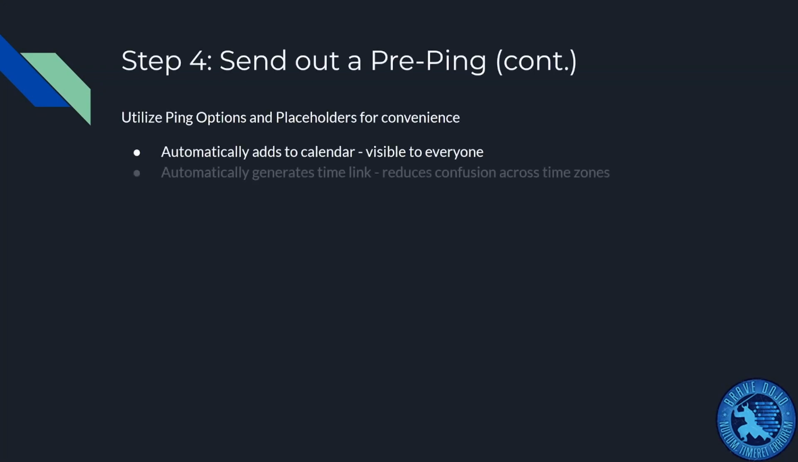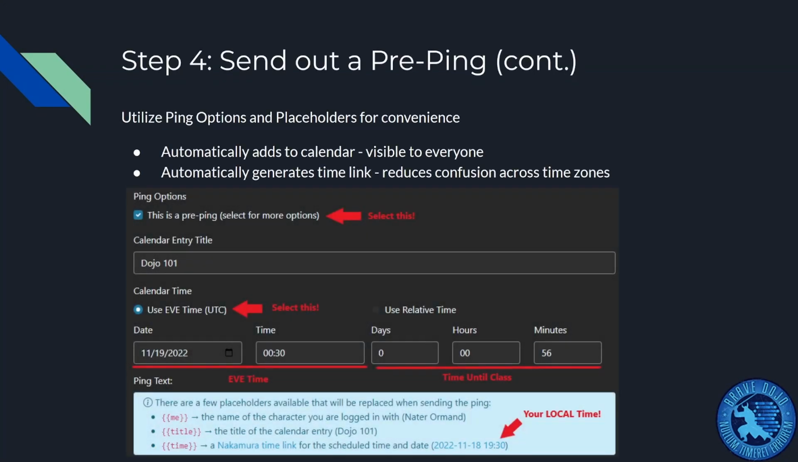And while you're sending your pre-ping, you can use the options and placeholders just as a convenience to yourself. This will automatically add your event to the calendar so everybody can see it. It will automatically generate a Nakamura time link so that everybody knows in their own local time when the class is happening. This really prevents confusion about what time things are going on. So when you're filling this out, you'll check this box to get all the options to appear. You'll type your class title, and you'll want to select Eve time.